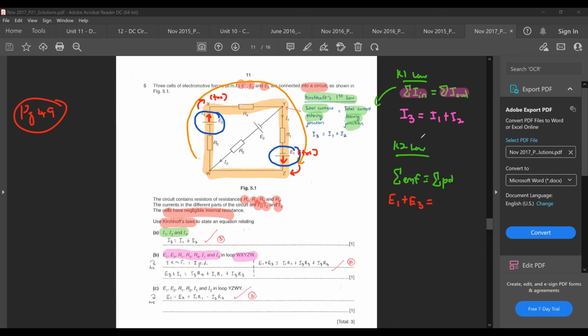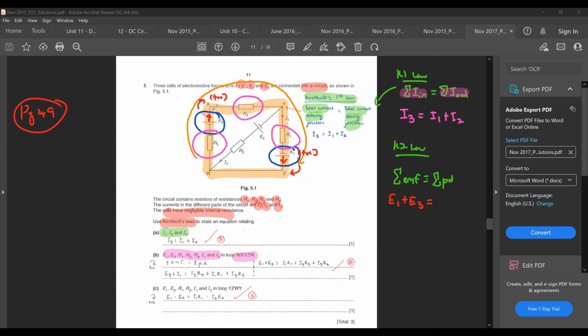And then after that, what you want to do is sum up your PDs. When you want to sum up your PD, I mentioned that you have to look at the direction of the current flowing through your resistors. So the resistors, I will circle it for you. There are 3 resistors, R4, R1, and R3. So you look at the direction of the current flowing through the resistors.